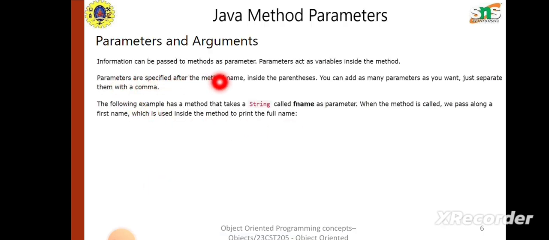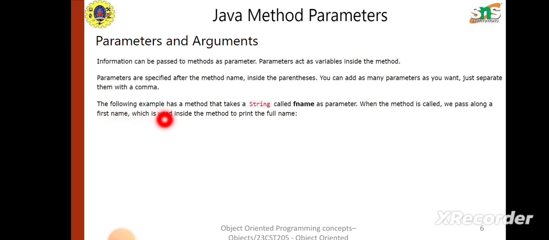So parameters and arguments. Information can be passed to a method as parameters. Parameters act as variables inside the method. Parameters are specified after the method name but inside the parentheses. You can add as many parameters as you want, just separate them with a comma. So here we are going to separate the parameters which are passed to the function with a comma.